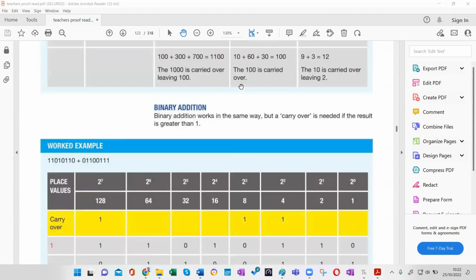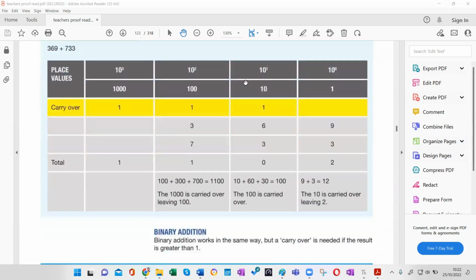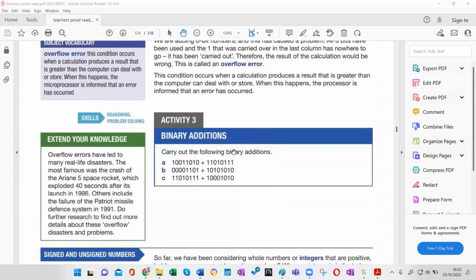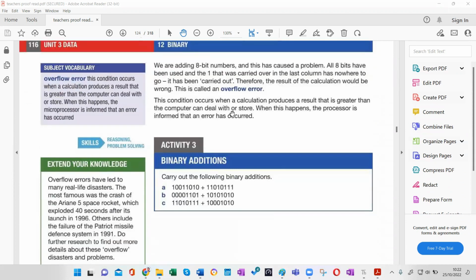Right, so we looked at binary addition and denary addition also, right? Let's do these questions. Carry out the following binary additions. Okay, now when you do this, you will notice that all these binary numbers are having 8 bits. So this is what I told you, right? In the exam, when you're adding binary numbers, you deal with only 8-bit binary or 1 byte.